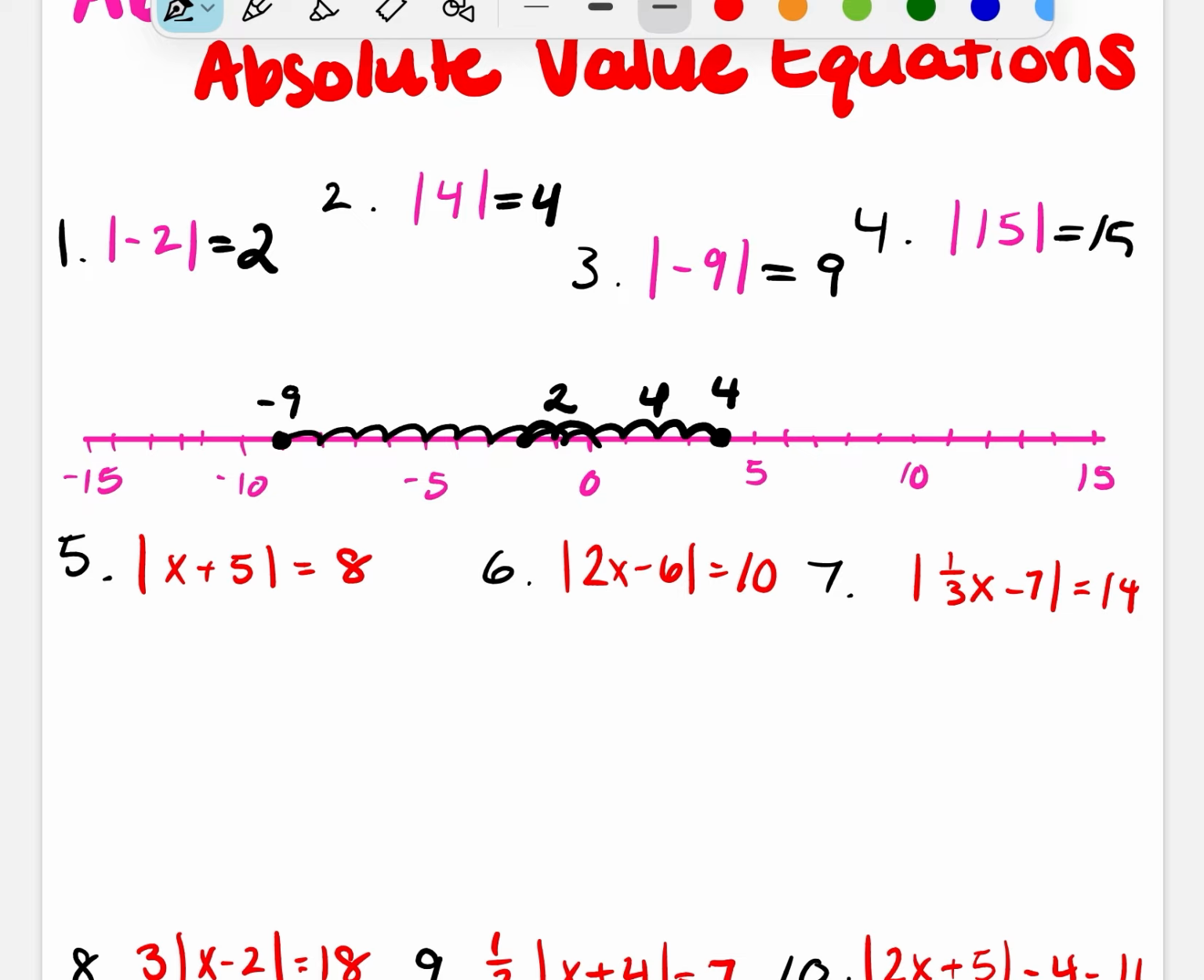is 15. So for all of these, the answer is going to be positive because absolute value is measuring a distance from 0. Distance always needs to be positive. So it's not necessarily the opposite or the inverse of the number shown. It's always the positive value. So absolute value of a negative number will be positive. Absolute value of a positive number will still be positive.